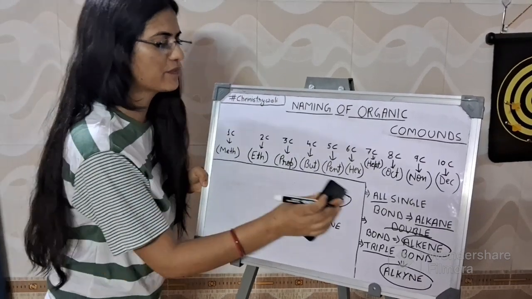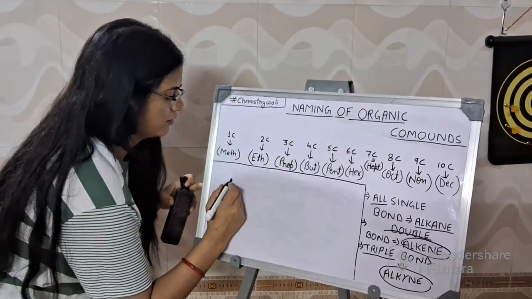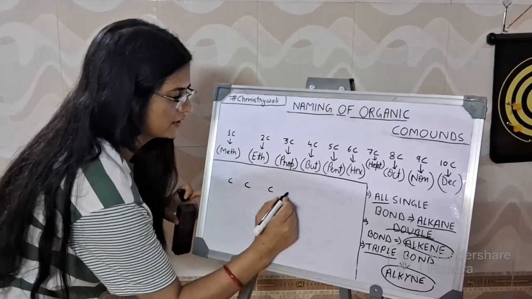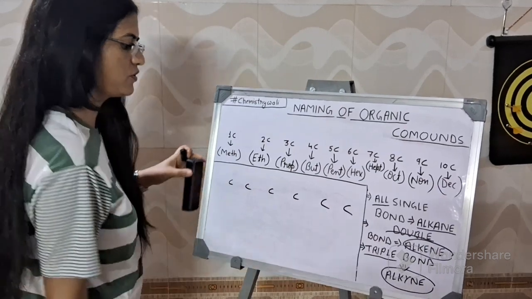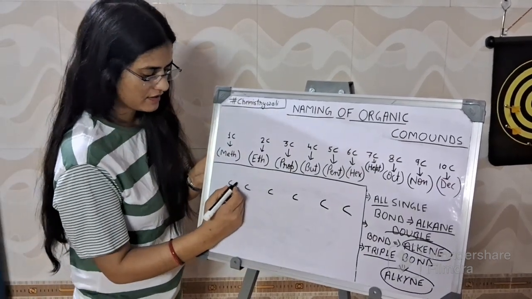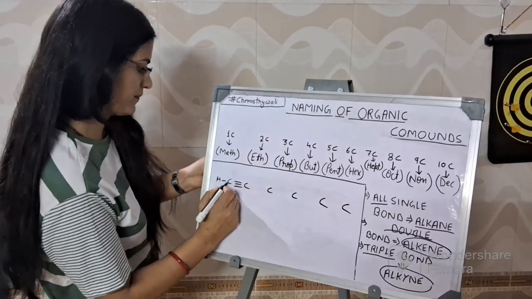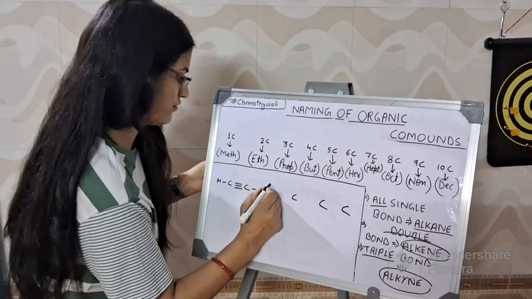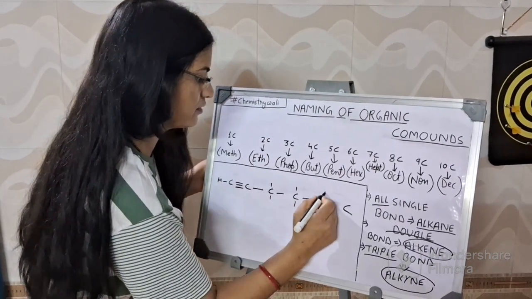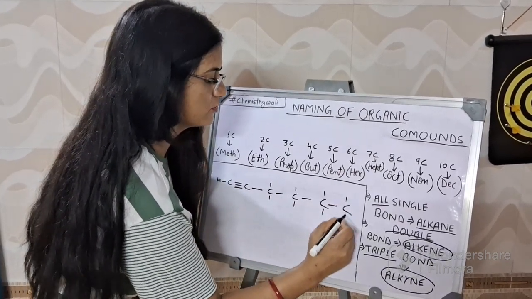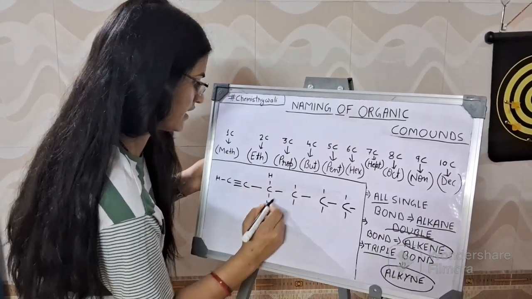Okay, let's take one more example for alkyne. 1, 2, 3, 4, 5, 6. Suppose 6 carbons are there. 1 triple bond is there. Now these valencies we will complete with hydrogen.